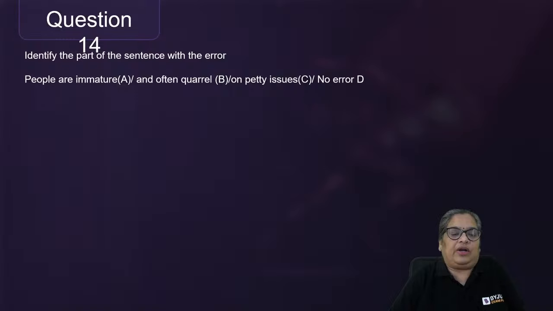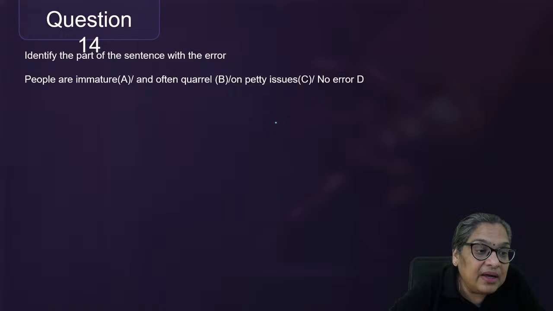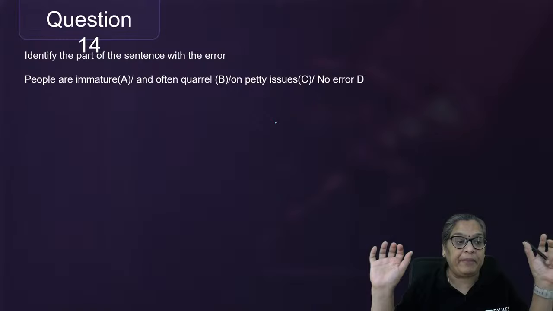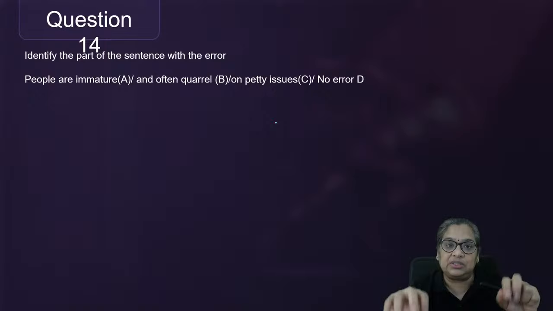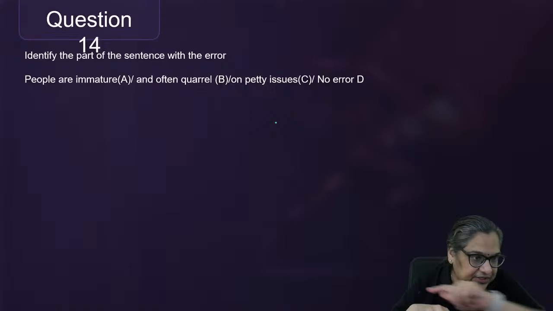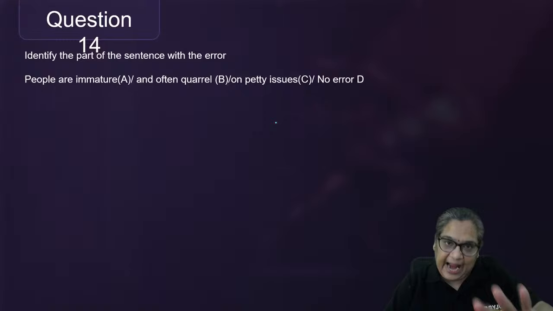All right. Next. People are immature and often quarrel on petty issues. Which part of the sentence has an error? And therefore, so you're joining two main clauses. There is no redundancy. It is your wish. You want to break it up into two independent clauses, then you put a semicolon and say it. But here you want to mix it and put it as one sentence, so you are using the coordinating conjunction, showing both are important. So there's no redundancy there.